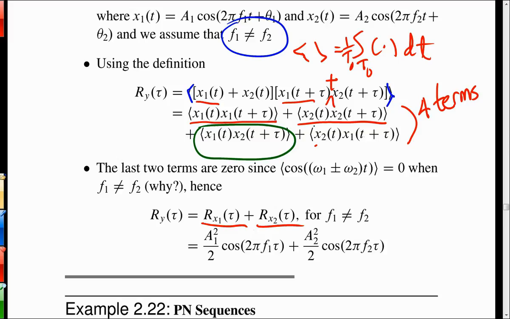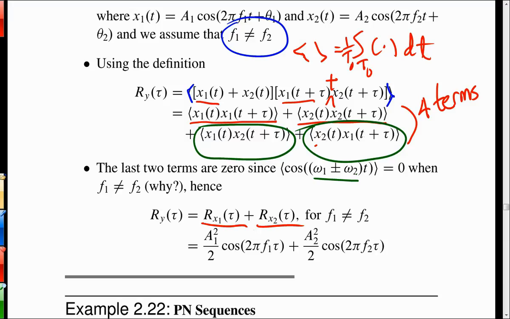It would be called formally a cross correlation between two signals, because we're crossing one signal with another. But we can actually discard those terms in this case, because x1 is a cosine at f1 and x2 is a cosine at f2. And when we take cosine times cosine, at the output we get 1/2 cosine of the sum plus 1/2 cosine of the difference, right?